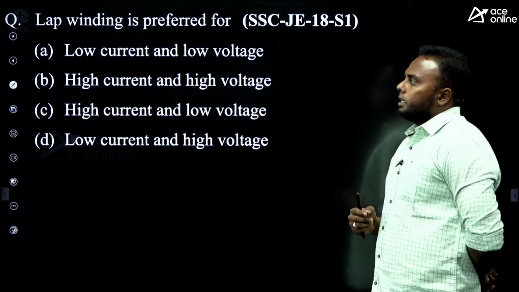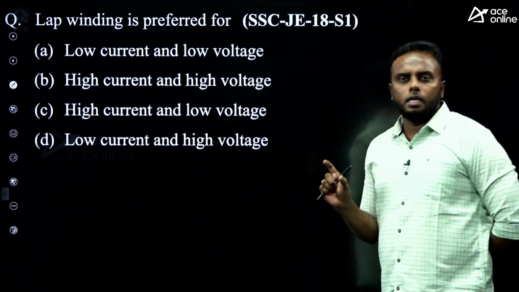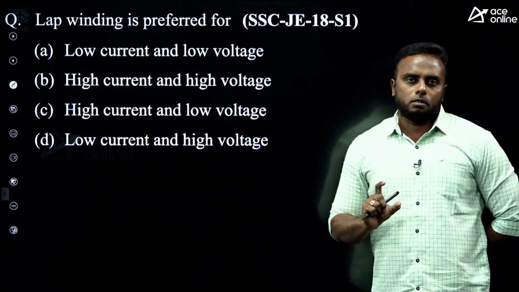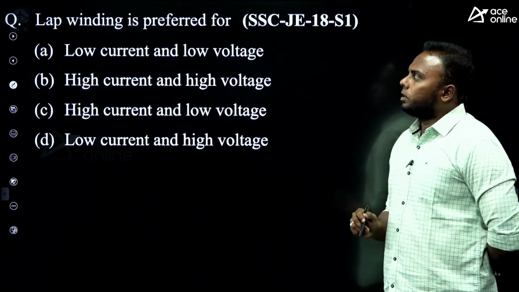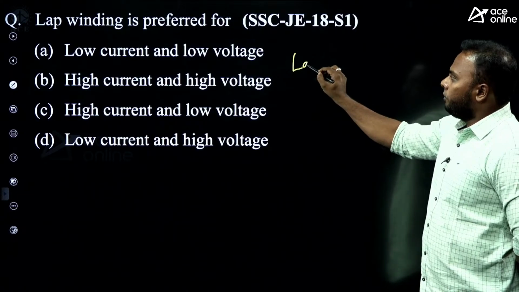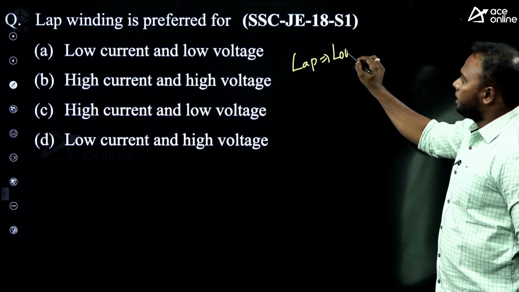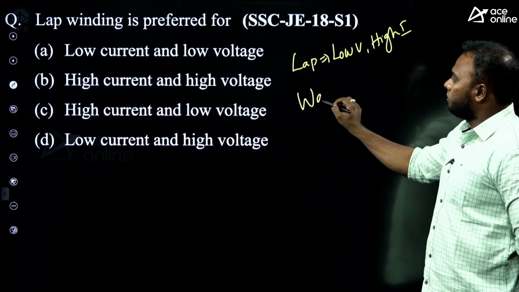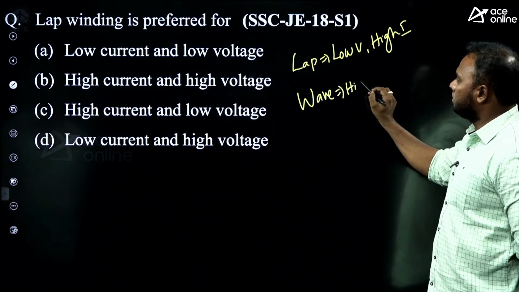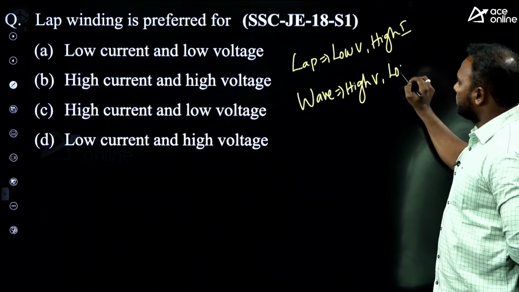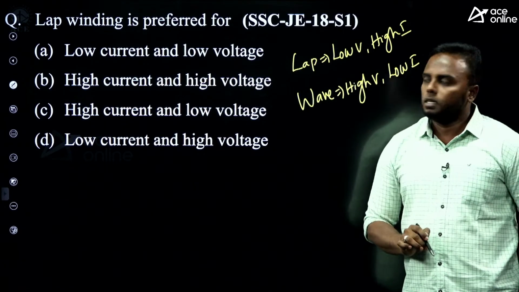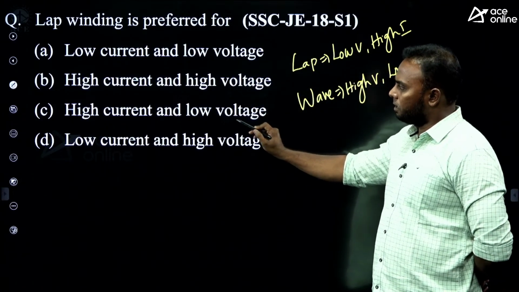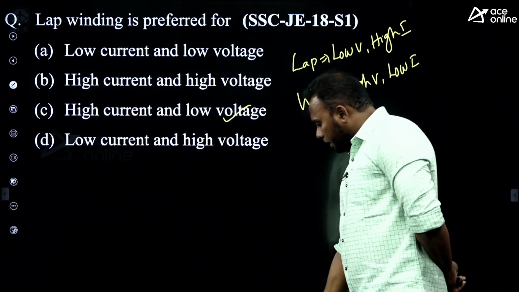Next question. Lap winding is preferred for dash. These are very regular questions regarding lap and wave windings. Definitely one question will be there every year. You should know well the differences between lap and wave winding. Now, lap winding we use for what? Remember, lap winding is used for low voltage, high current purposes. And wave winding we use for high voltage, low current purposes. Right now they asked about lap winding: low voltage, high current. This one, option C.